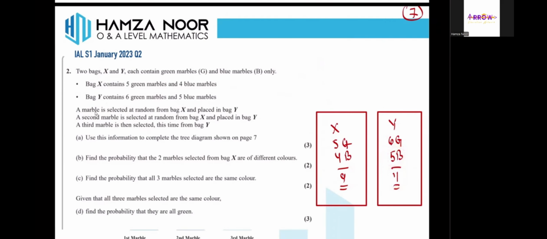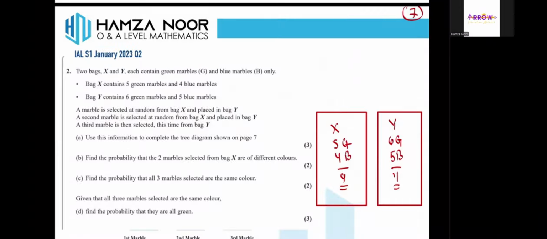Then it says that a marble is selected at random from bag X and placed in bag Y. Then a second marble is selected at random from bag X and placed in bag Y. And then a third marble is selected, this time from bag Y. So first two are selected from bag X and placed in bag Y, and the third marble is selected from bag Y. This scenario you need to remember over here.